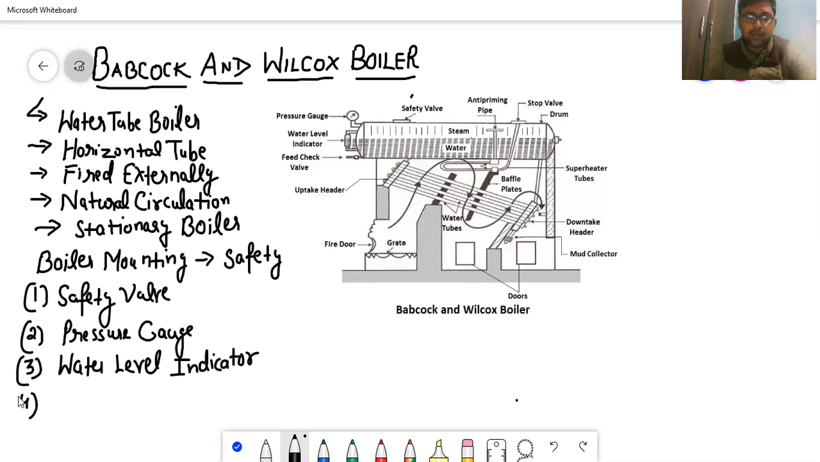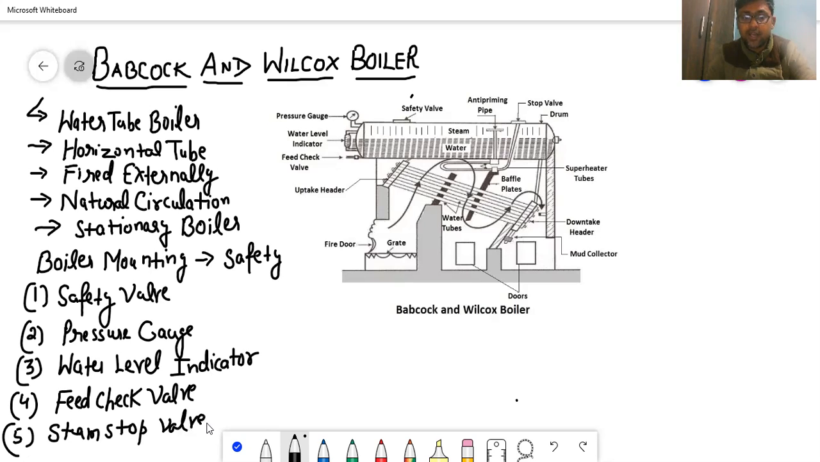And the fourth boiler mounting, as you guys can see, is called feed check valve. So feed check valve is basically used in this boiler to regulate the flow of water into the drum. Okay. And last one is called stop valve, which is also known as steam stop valve. So this steam stop valve is used in the boiler to do what? It regulates the flow of steam from the boiler to the main steam pipe wherever it is desired. So these are the boiler mountings which are used in this boiler, and they are specifically used from the safety point of view.